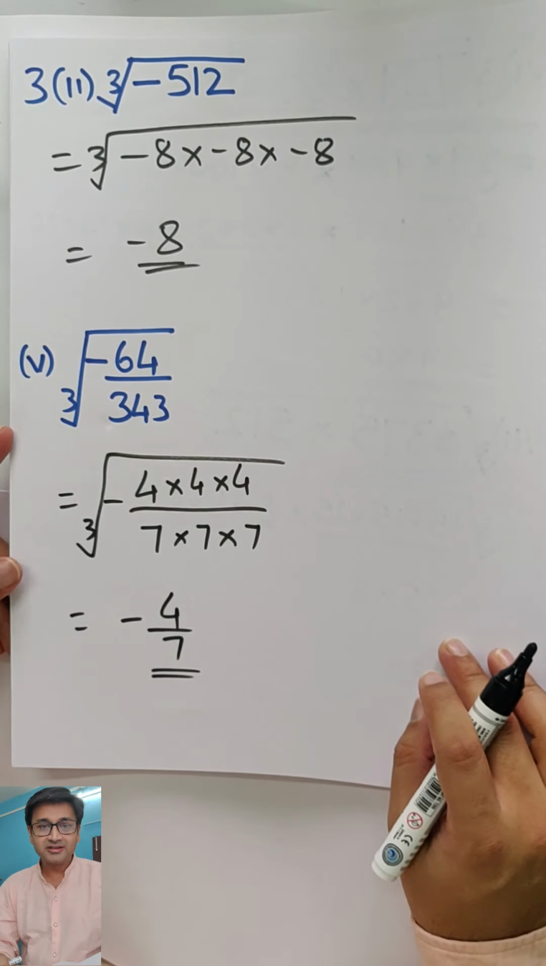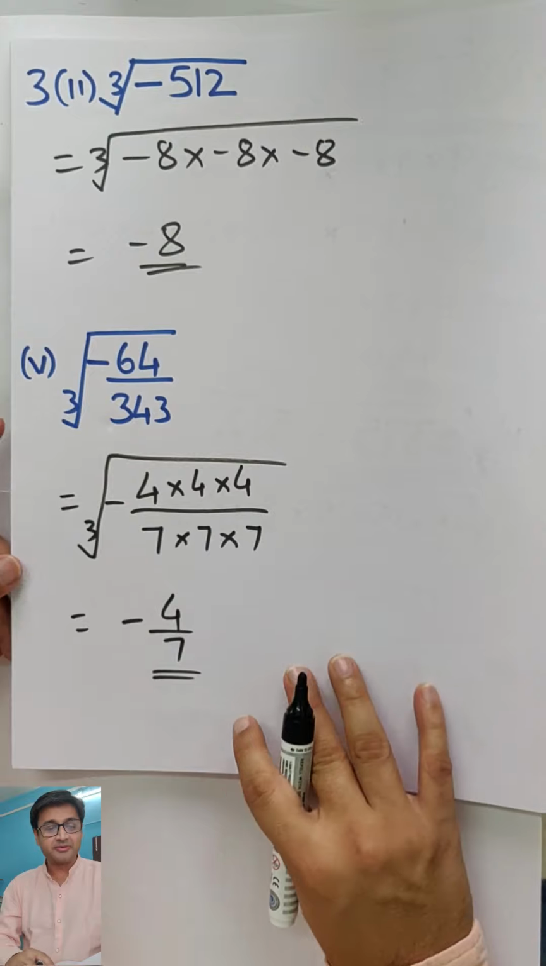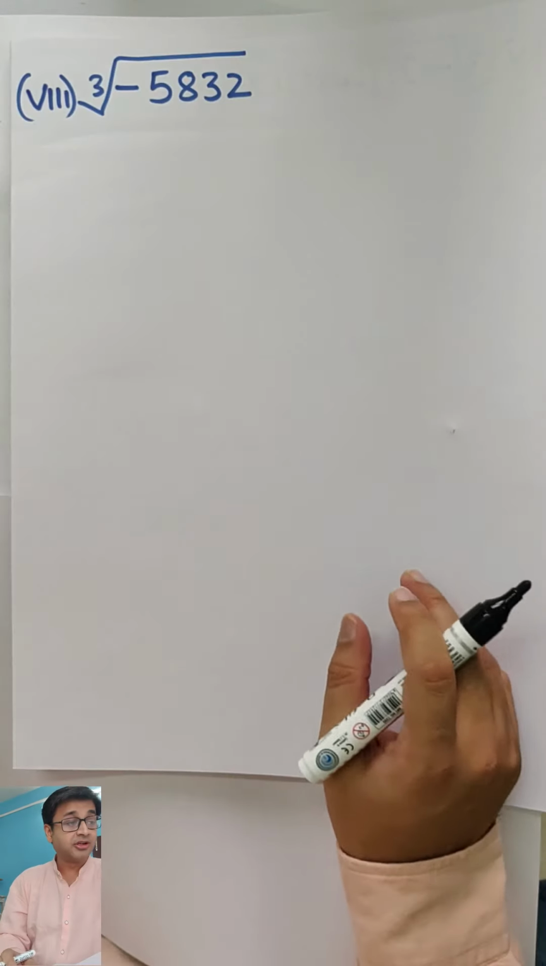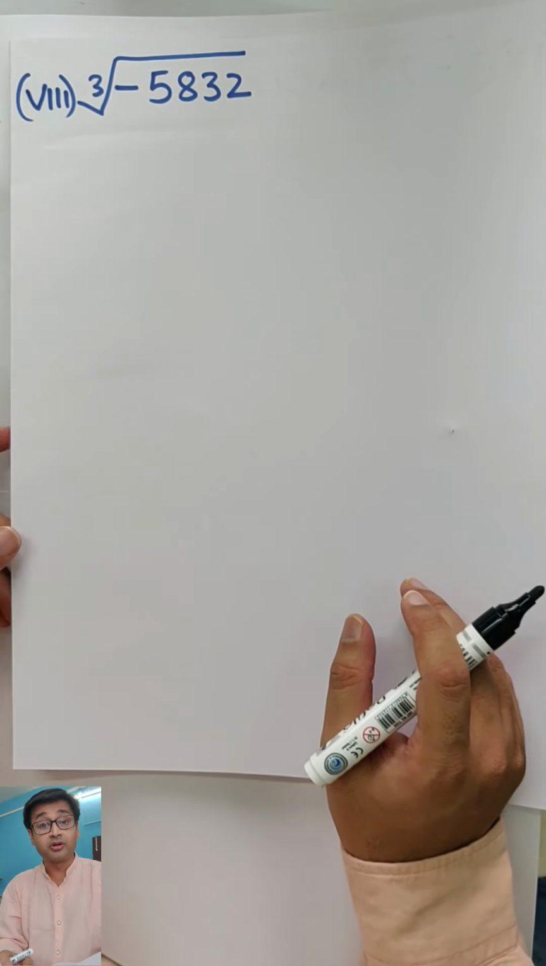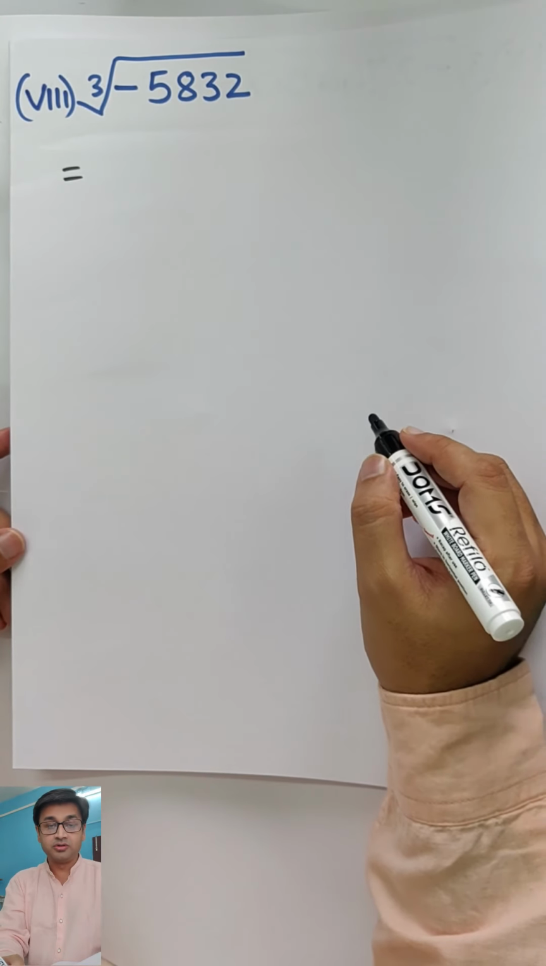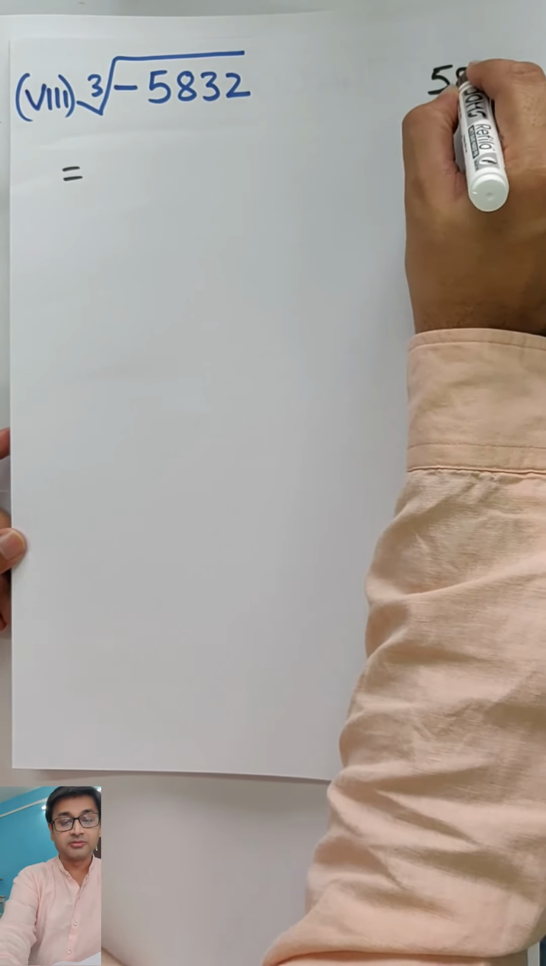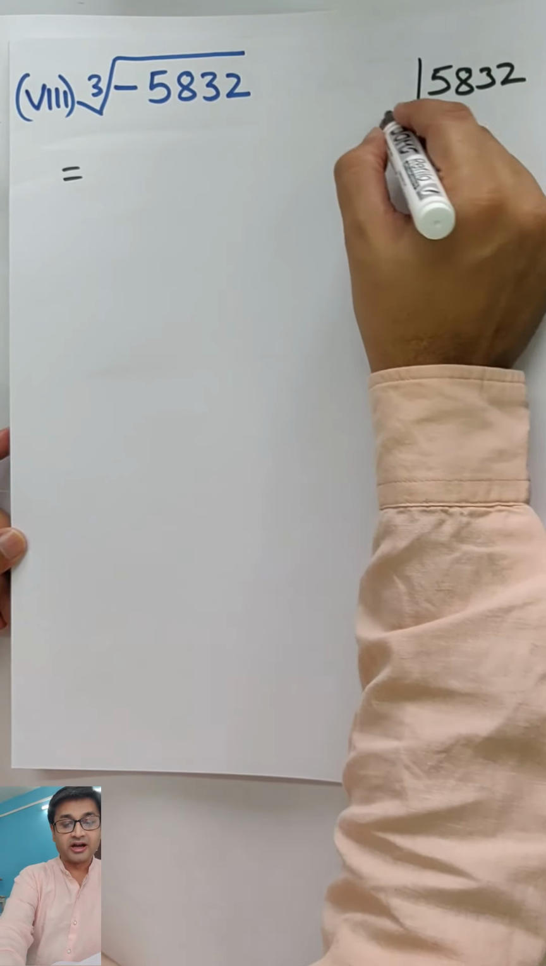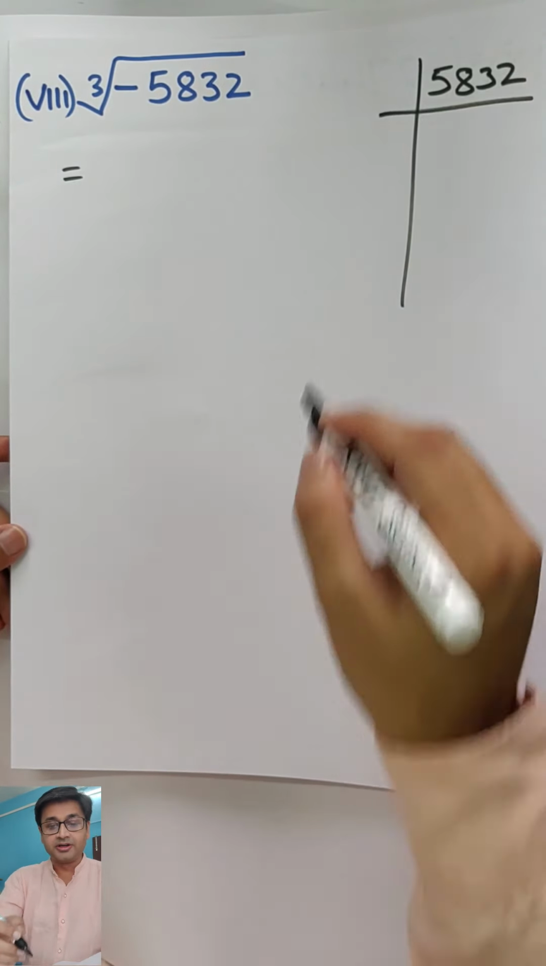Are you enjoying this? Is this simple? Keep it up. It's not simple because I'm teaching well. It's simple because you are focusing well. So keep doing it. 5832. Difficult. Not mental math possible. So come on. Get the factors. Pause the video. Come on, hit it.